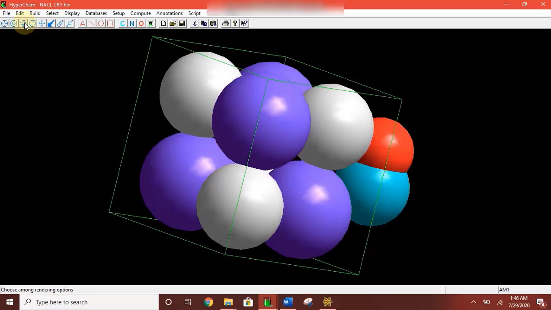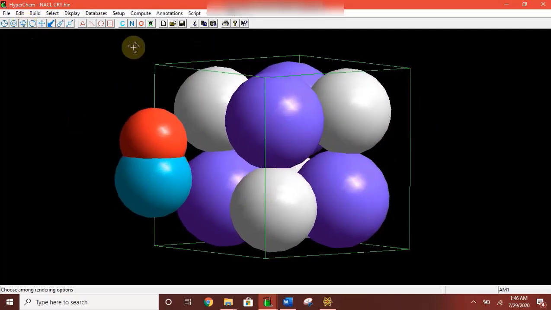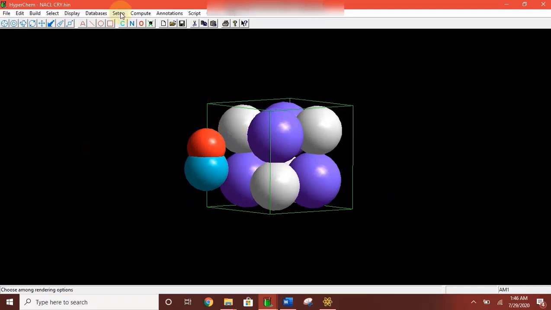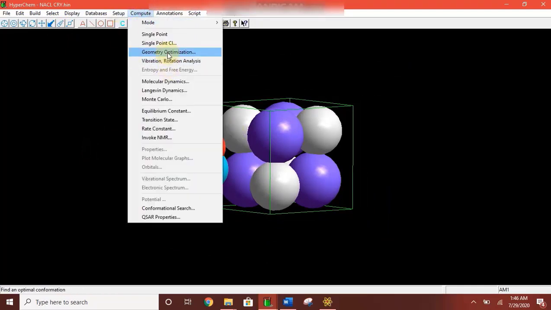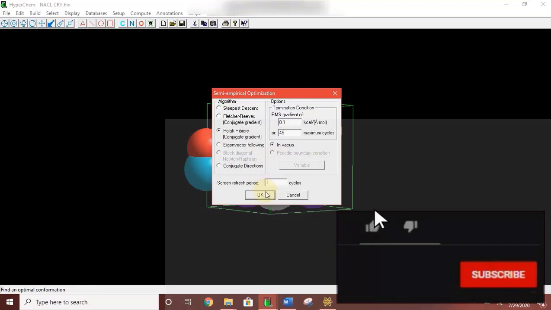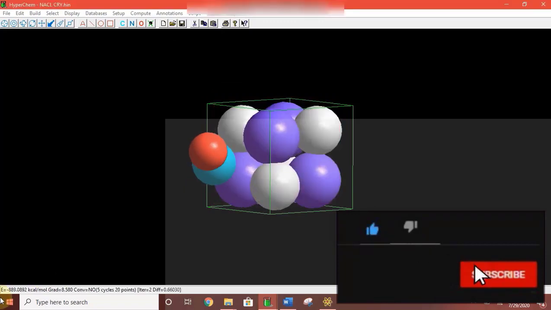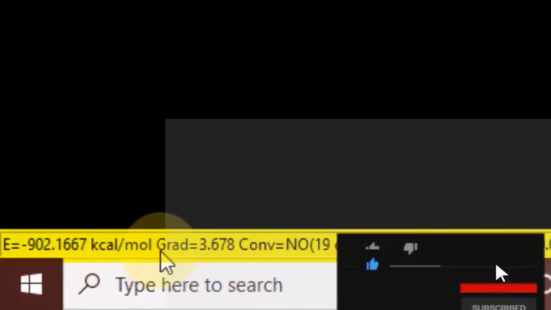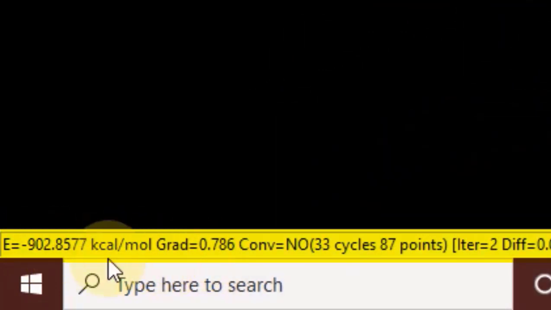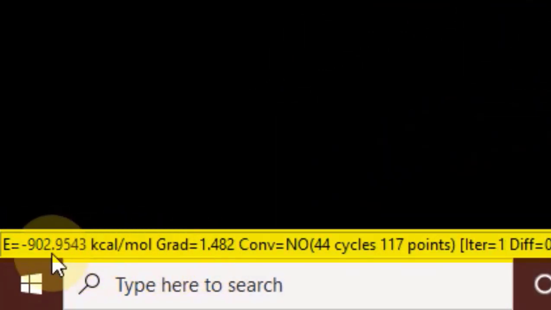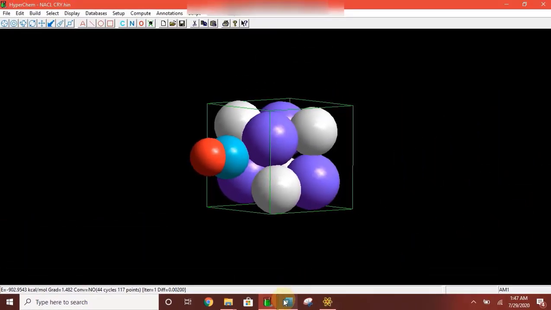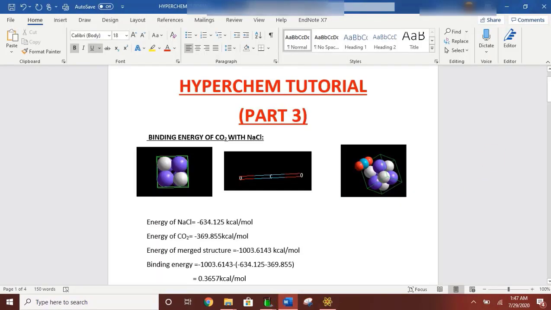We're going to shrink it after rotating, so it looks better. Now calculate its geometry optimization energy. It takes a little while to calculate. Now note down this energy in your diary.